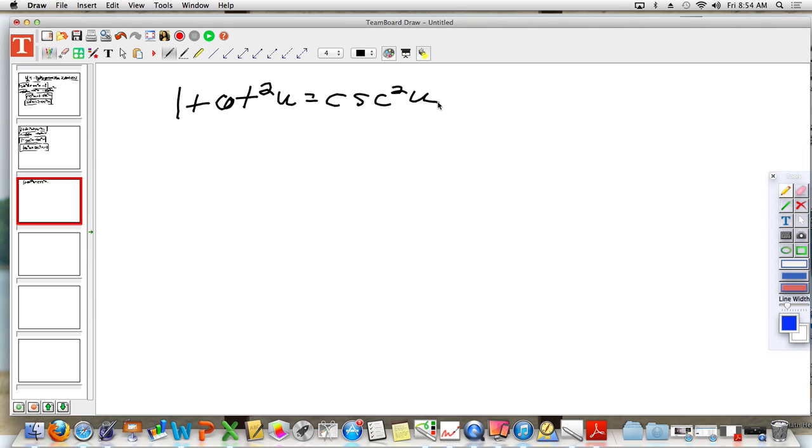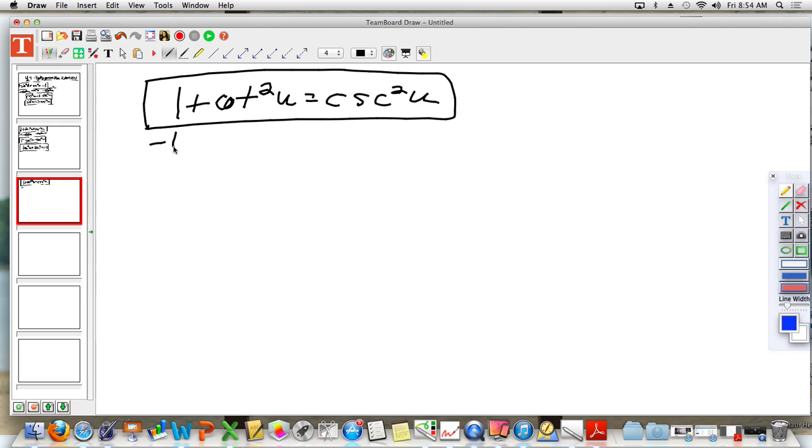Okay? All right, so put a circle around this. Put a box around it. And let's do what we did. Let's get rid of the 1 first. I'm going to subtract 1. I'm going to subtract 1. The cotangent squared of u is the same thing as the cosecant squared of u minus 1. Put a box around it.